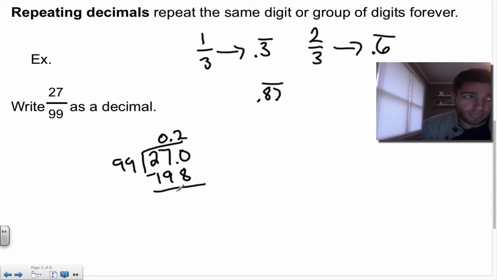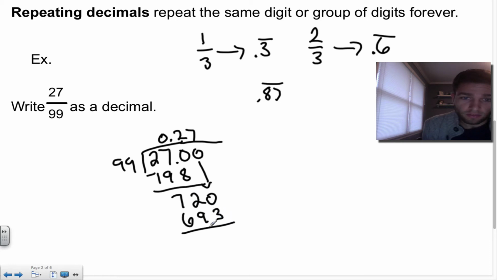So if we do the subtraction here, we should get 72, and that means I need to bring a 0 down. How many times can 99 go into 720? That would be 7 times, and that would be 693. Okay, if you do the subtraction, you're going to get 27, which means you need to bring down a 0. How many times can 99 go into 270? Well, you should think we've kind of already had that question at the beginning, and it was twice.